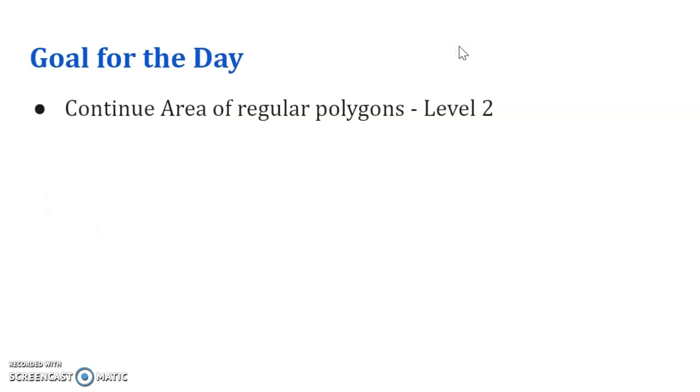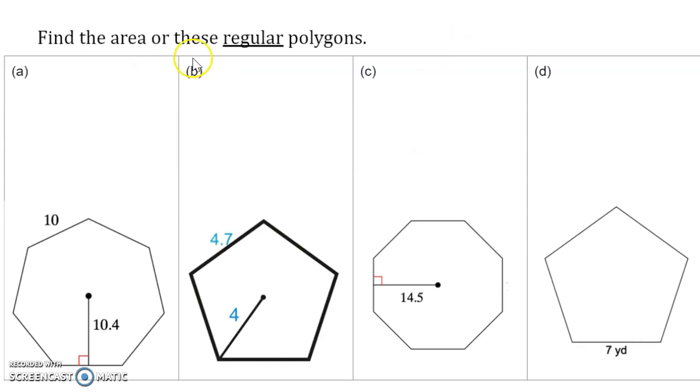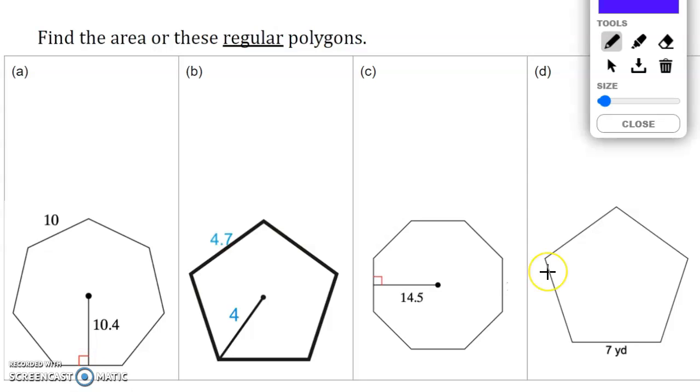Goal for the day, we're going to continue area of the regular polygons level 2 and also area and perimeter of similar shapes. So now let's get back to the warm-up problems. You were supposed to find the area of the regular polygons. So how do I do this? Well, you can just memorize the formula, but you know what? Much better would be for you to understand where the formula comes from. That way, even in a year, 2 years, or 5 years time, you can figure it out just by looking at it.